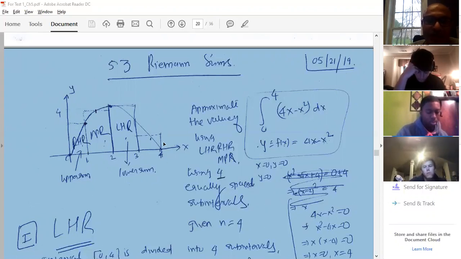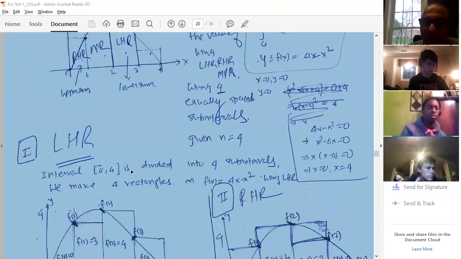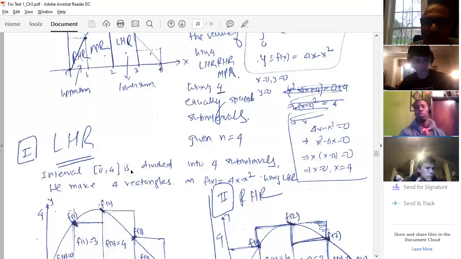I told you that left hand rule means your strip intersects the curve at the most left part. Most left starts from here. And right hand rule means your strip, or your rectangles, I would say, or partitions, intersect your curve on the most right side. Midpoint means it is in the middle of the part. So we went over this example, 4x minus x squared. We have been using this example so many times in this chapter.